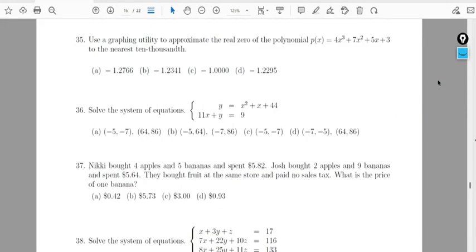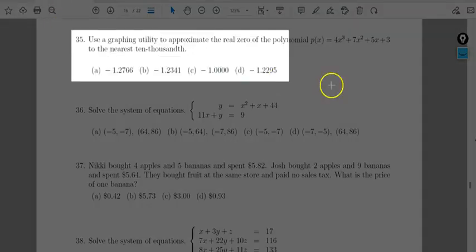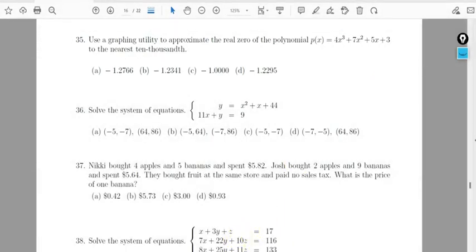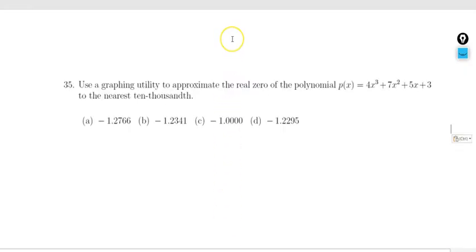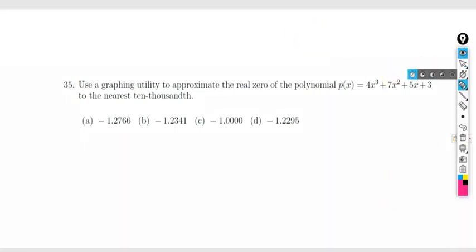All right, use a graphing utility to approximate the real zero. All right, so what we're going to do is we're going to get our calculator up.